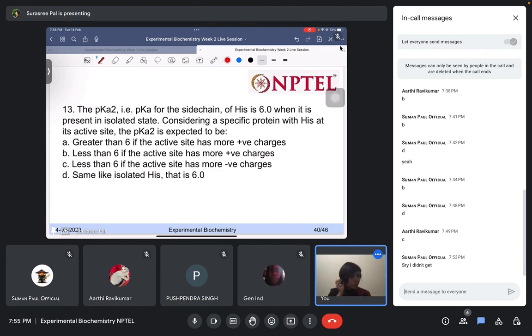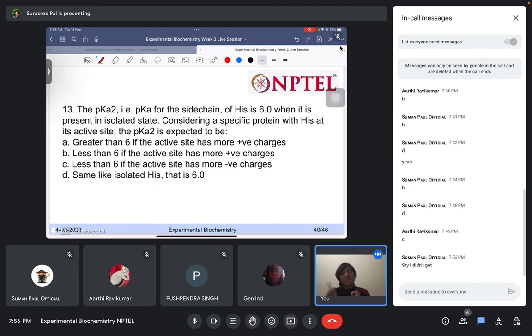Okay, so if it requires less pH to protonate the histidine residue, that means, so protonate means what? To add the proton, right? So to add the proton in the side chain of the histidine, when there are many positive charges around the histidine, then what happens? It is difficult to add one more positive charge in that, right? Because it will increase repulsion. So to protonate histidine at this point, when there are positive charges around histidine, it requires less pH.